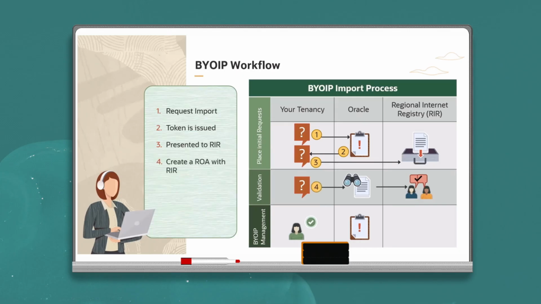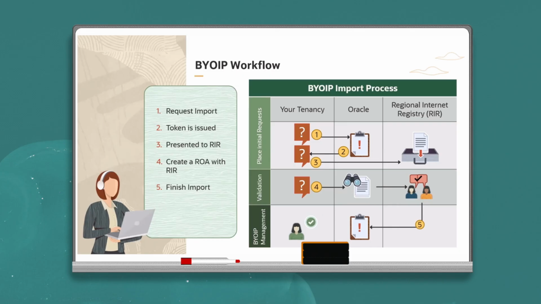You also need to create a route origin authorization, which is also known as ROA, with your regional internet registry or RIR. As a part of the ROA, you need to provide the Oracle BGP ASN, and the ROA allows Oracle to advertise the bring your own IP CIDR block. Now you have to request that Oracle finish the import request, and this workflow can take up to 10 business days to complete.